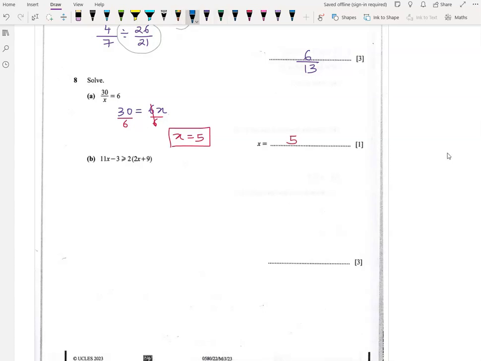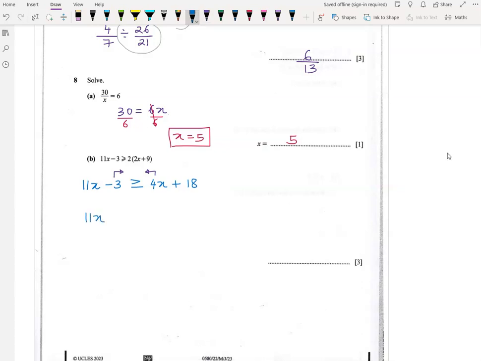Next question. Part B is an inequality: 11x minus 3 greater than or equal to 2 bracket 2x plus 9. Your first step would be to expand the bracket. So 11x minus 3 greater than or equal to 2 times 2x will be 4x, and 2 times 9 is 18. Now to solve, we need to bring the variable terms together and the numbers together. I always prefer to shift the smaller variable terms. So I'll take 4x to the left. So 4x is coming to the left, so minus 3 will move to the right.